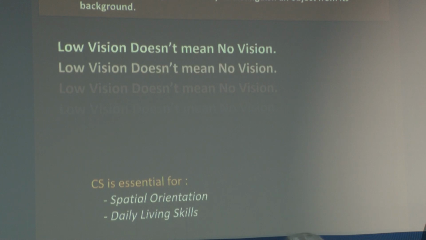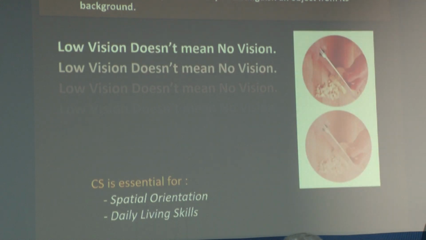Coming to contrast enhancement. Contrast sensitivity is the ability to distinguish an object from its background. For people with no problem in their eyes, we don't really mind what the contrast of anything is. But for a patient with low vision, spatial orientation and daily living skills depend on this very aspect of treatment. As you can see here, the image on the lower half is the poor contrast, but the top half is the better contrast.